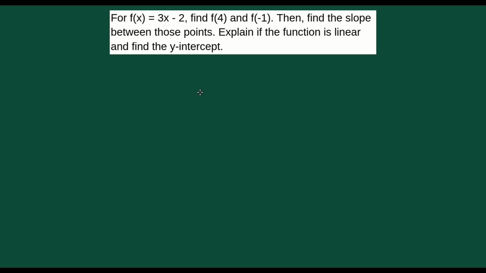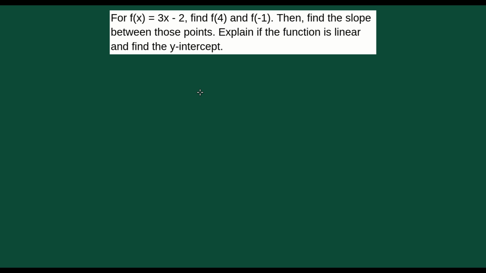For f of x equals 3x minus 2, find f of 4 and f of negative 1. Then find the slope between those points. Explain if the function is linear and find the y-intercept.